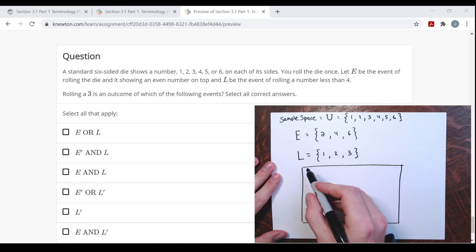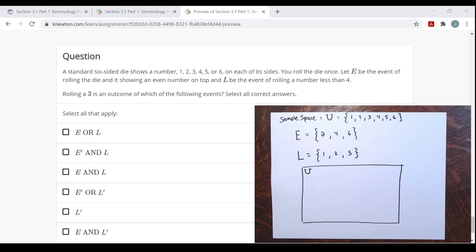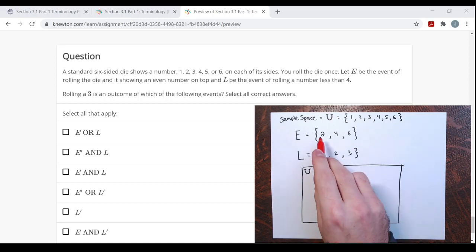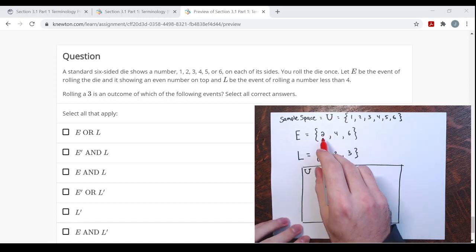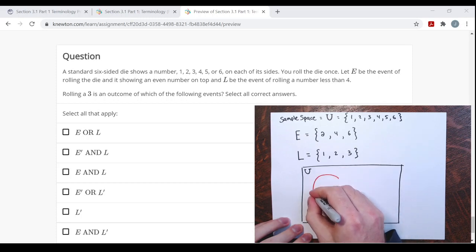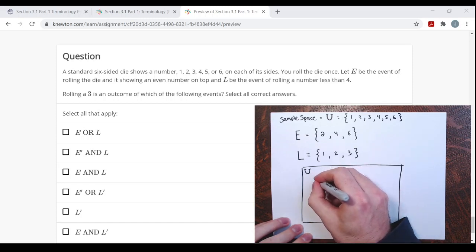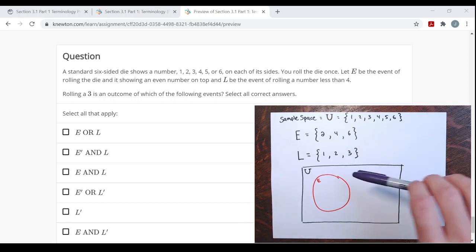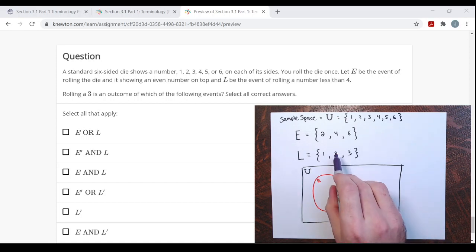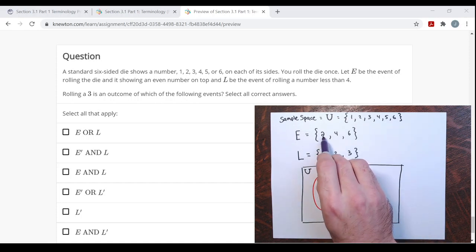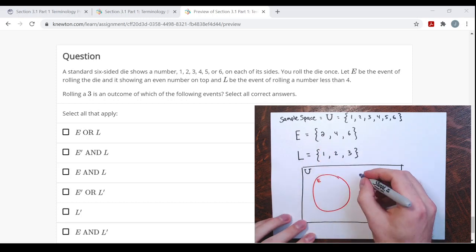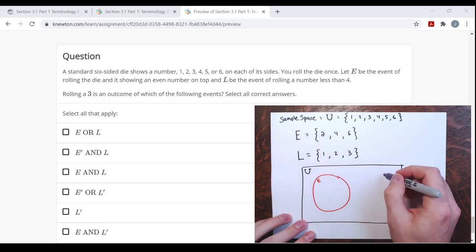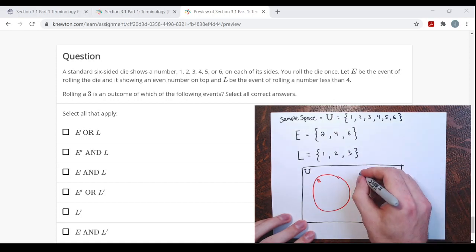Here again, this represents the universal set, the sample space. Then I have, say, event E here has 2, 4, and 6. So I'll say this circle represents event E, and you got another one for event L, 1, 2, and 3. Notice they do have some overlap. They do share an outcome of 2, so I will draw them so that they overlap. If they didn't share anything, I wouldn't overlap them. I'd just draw a separate circle somewhere else, but they do overlap.